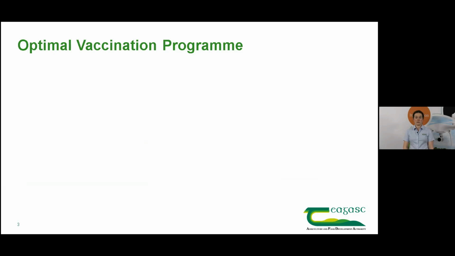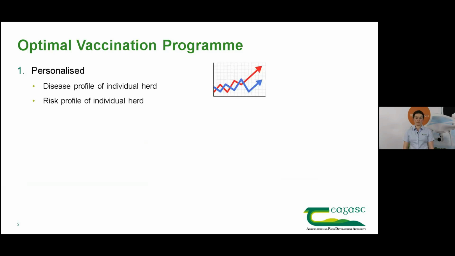So what goes into an optimal vaccination program? Well, there's a number of factors to think about. So firstly, you want your vaccine program to be personalized to your herd. So this is done with the help of your herd vet. First of all, they'll look at the disease profile of your herd. So what is currently circulating in the herd, which diseases are spreading, and what animal groups are affected.